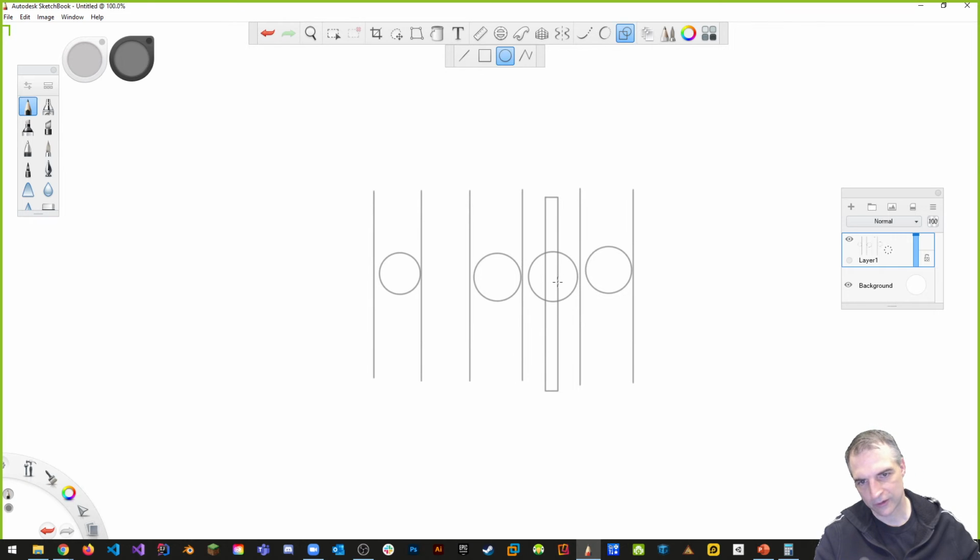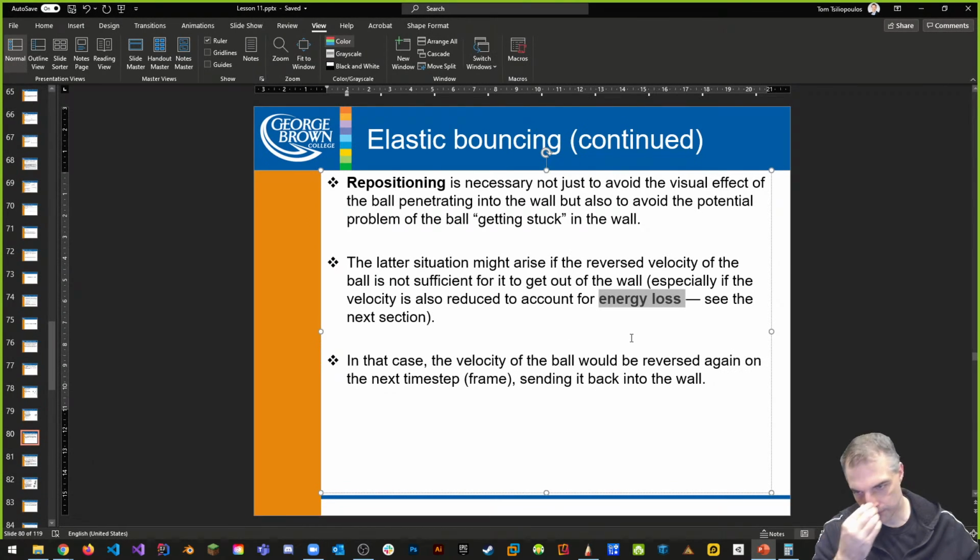It's going to penetrate the wall. Well, we need to reposition it from one frame to the next, right? Otherwise, what's going to happen is it could get stuck, especially if this wall was much thicker. It may not have the momentum or the energy to come back out. So one of the jobs we have is to say, okay, we've got here, and then how much do we have to move it back before we start reflecting it back out? We have to account for that, all right?